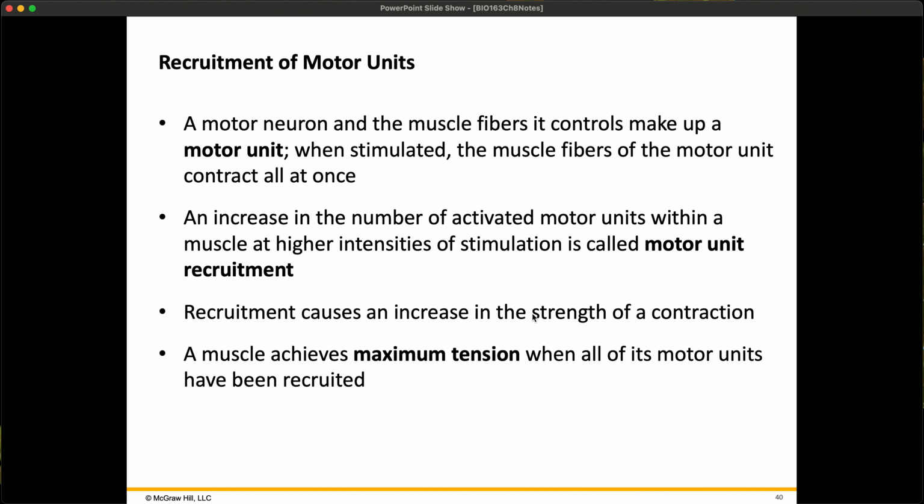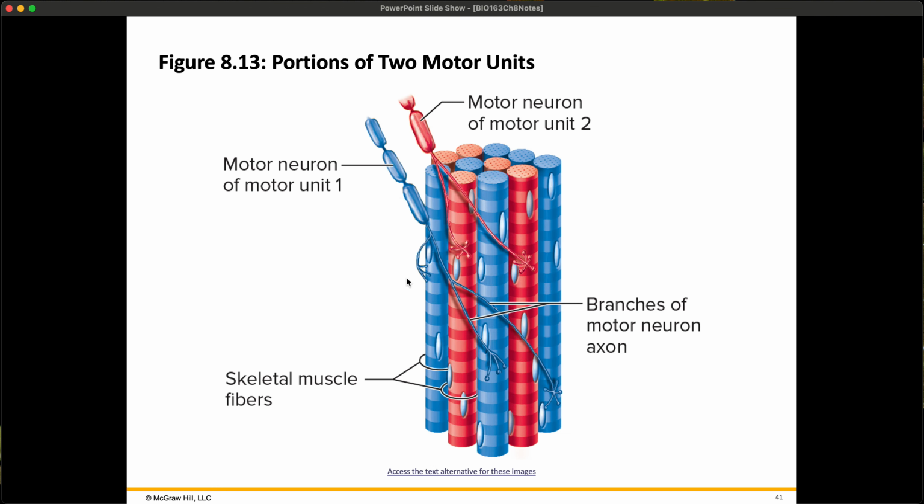So recruitment causes an increase in the strength of a contraction, and a muscle achieves maximum tension when all of its motor units have been recruited. So unless you're at the gym and you're doing your PR, personal record, max weight lifts, you're not really going to be reaching maximum tension. For most of us, unless you tend to go all out in your daily life, most of us are just using some of our motor units, not all of our motor units. Here's a depiction of that.